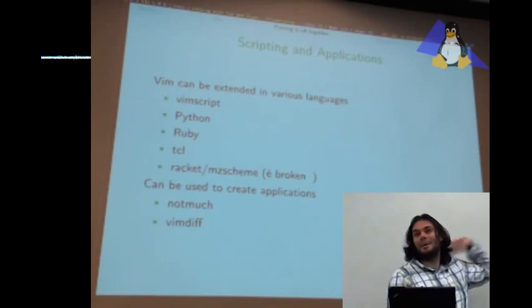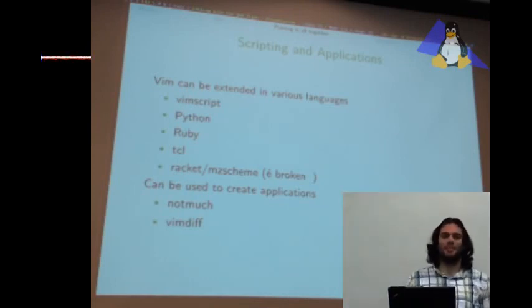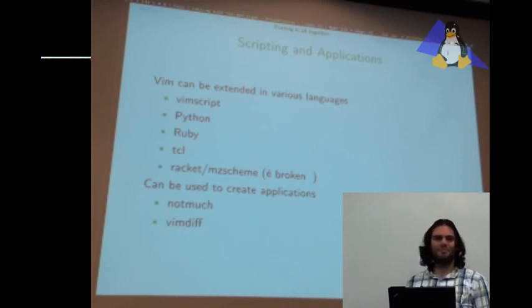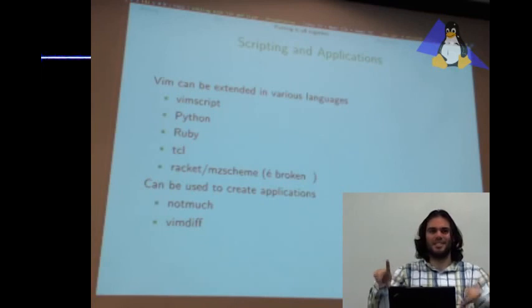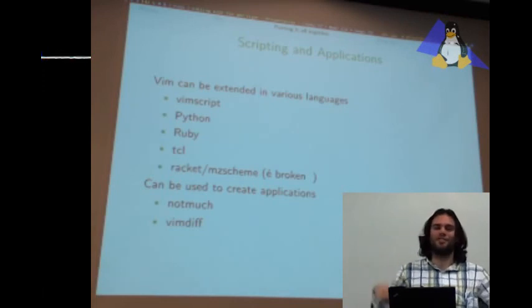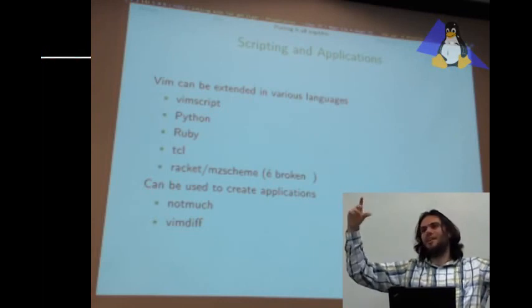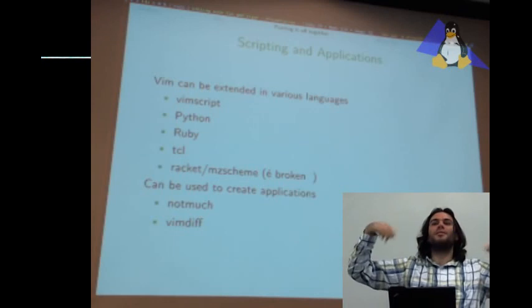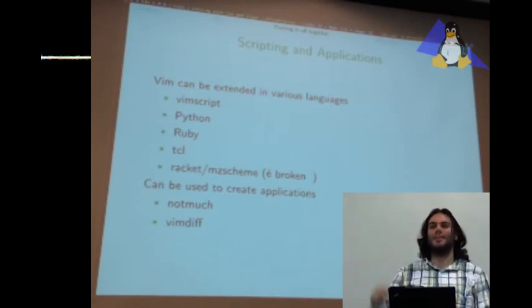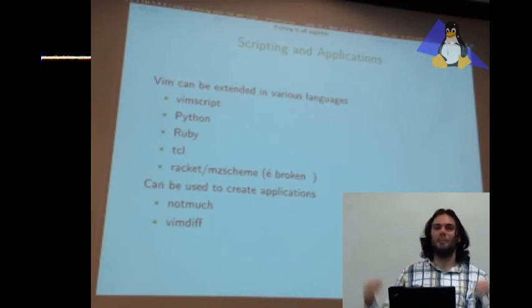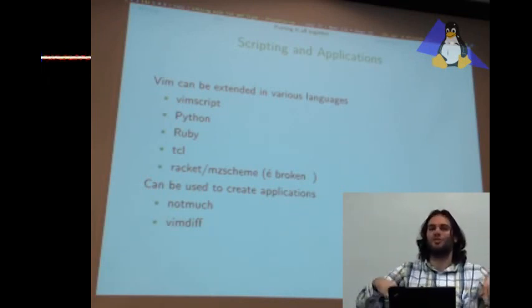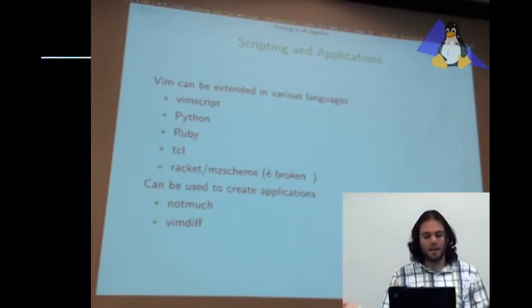You can write complex applications with these scripting things. Notmuch is a mail user agent that talks to an indexing backend, but it will display your nice text user interface in Vim. There's also a graphical diffing utility in Vim that will open up your two files in panes side by side, also known as vimdiff. In addition to vimdiff, you can use vim minus d. It will keep the position of the files locked, so as you scroll through one, the other one will move and highlight lines. It can be pretty useful.